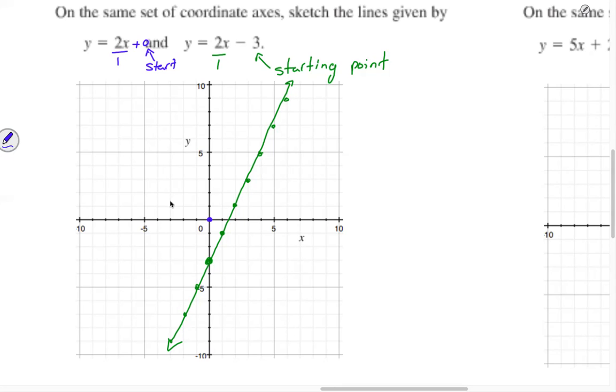So Nikki, where do I go? Up 2 over 1. Up 2 to the right 1, and again, up 2 to the right 1.